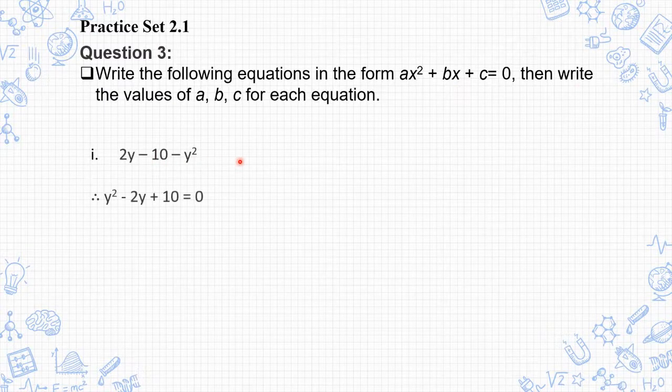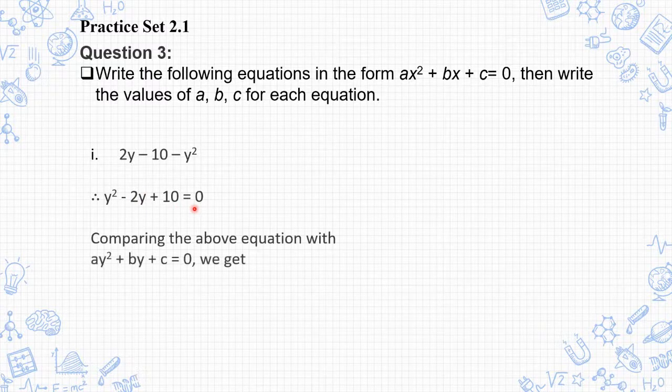So we'll just try to rearrange this, and changing the sign throughout, we get y square minus 2y plus 10 equal to 0. So on comparing the above equation with the general form, that is ay squared plus by plus c, we get the coefficients. So if you see, coefficient of y square is 1, so a is 1. Coefficient of y is minus 2, so b is minus 2. And the constant term in the equation is 10. So c is equal to 10.